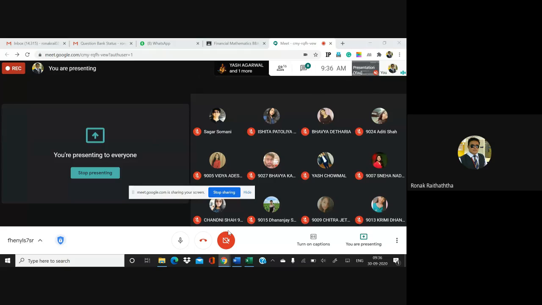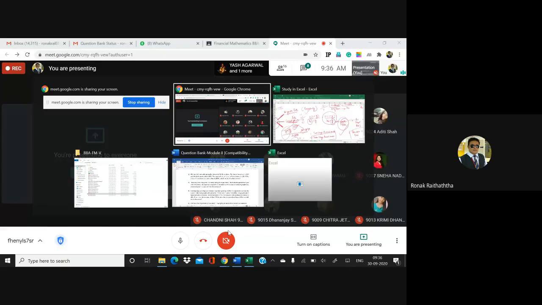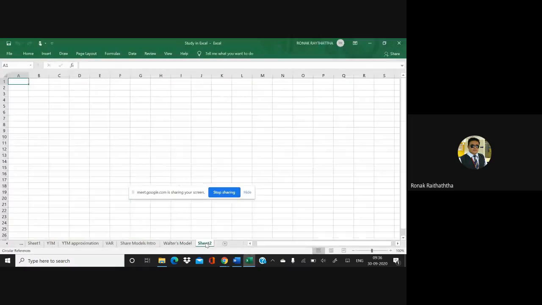Sharing my screen with all of you. I'm on my Excel file. Everyone should write this along with me, and you will tell me what type of formula of Gordon's model we are going to apply over here.